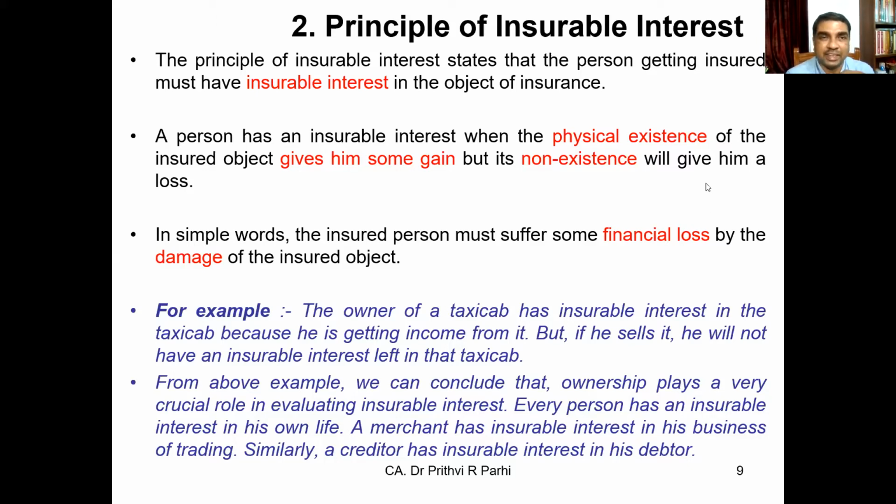The person who is getting insured must have insurable interest in the subject of insurance. Insurable interest is there when the physical existence of the insured subject gives some gain and the non-existence of that subject gives him some loss. The example I gave you: suppose someone is going for motor insurance. When the car is there, he's gaining. When the car is not there, he's suffering some financial loss. Therefore, insurable interest is there, you can say.